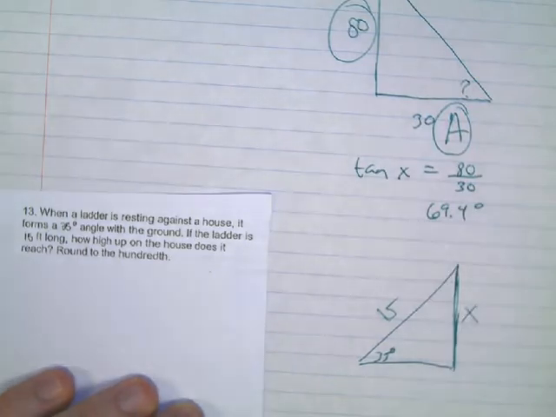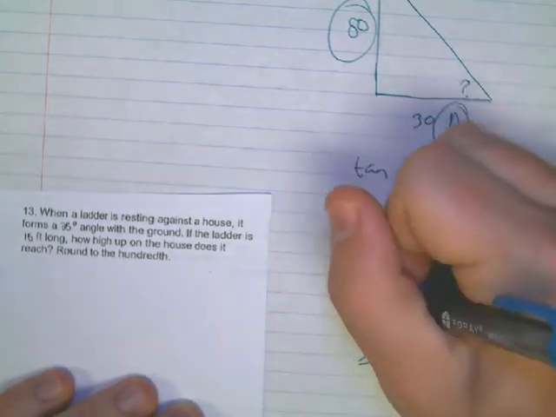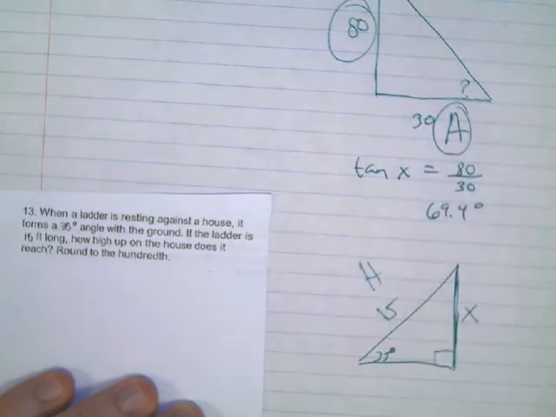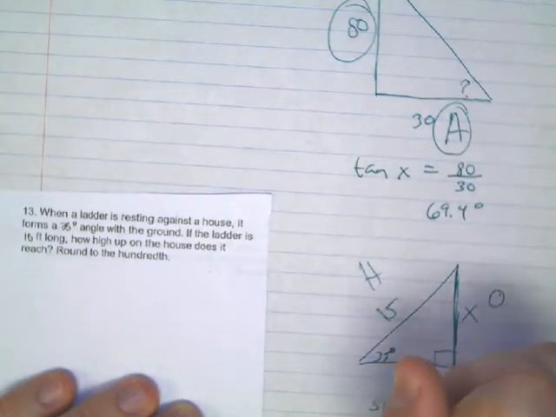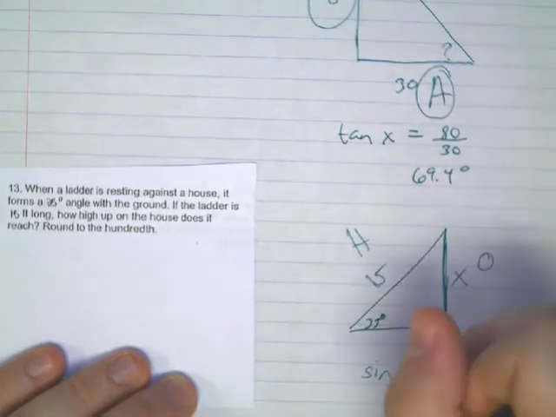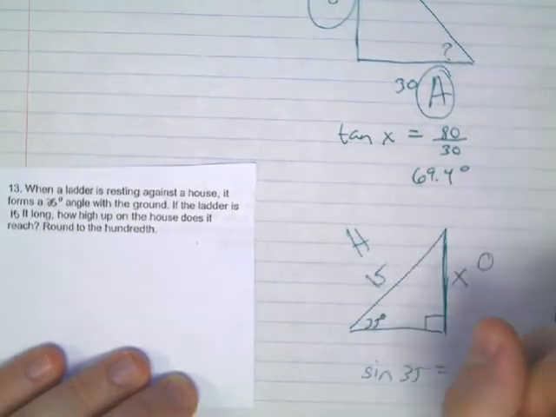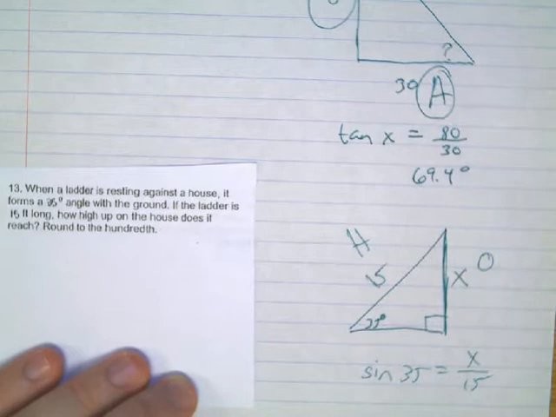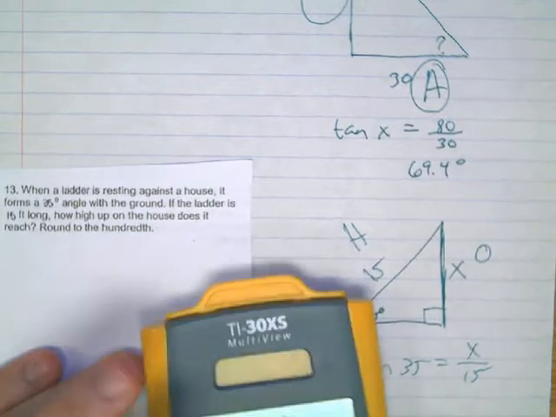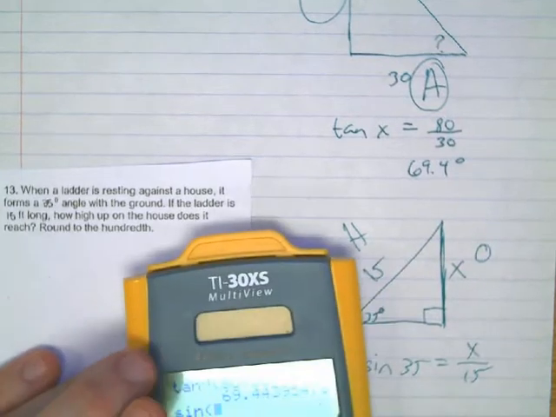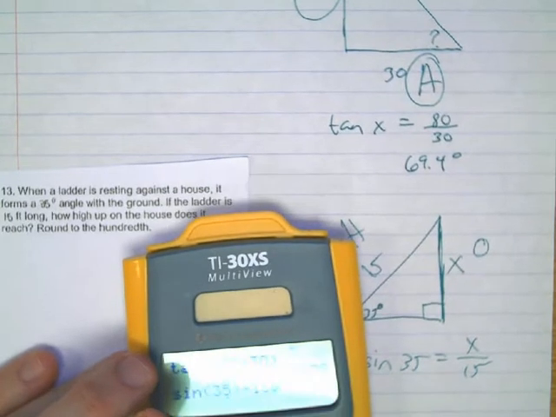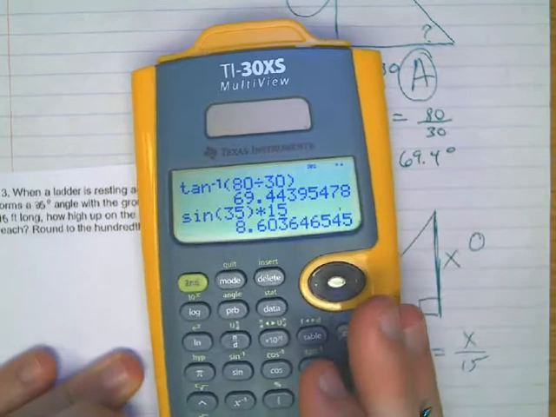15 is the hypotenuse, across from the right angle. X is across the street, so it's opposite. I'm going to use sine. The variable's at the top. Good news. So that means all we have to do is multiply. Sine 35 times 15, we end up with 8.6.